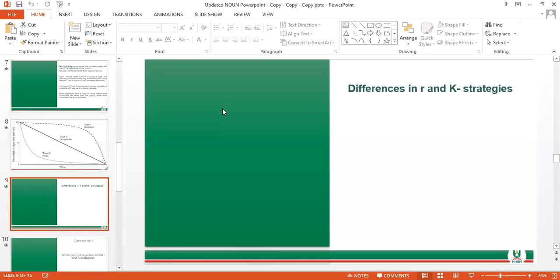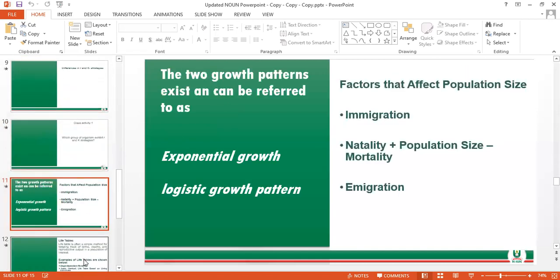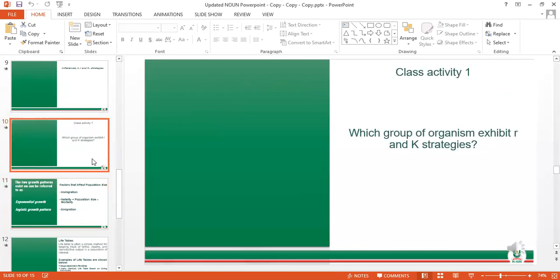So now for our class activity: which group of organisms exhibit r and K strategy? Apart from the examples I've just mentioned, you can also give 2 or 3 examples that you know that belong to this pattern of growth that are found in the environment.